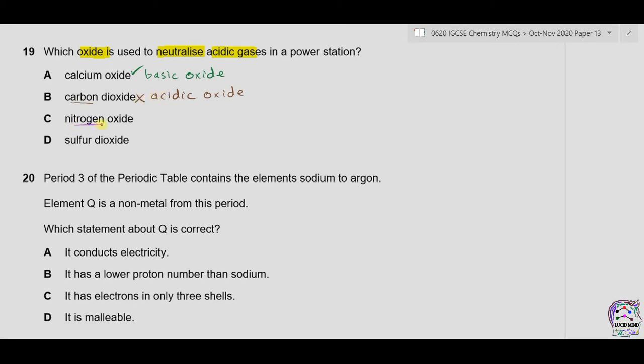Similarly, C is nitrogen oxide, and nitrogen is also a nonmetal, so its oxide is acidic. Again, it cannot neutralize acidic gases. D is sulfur dioxide. Sulfur is also a nonmetal, so nonmetal oxides are acidic in nature. So again, it cannot neutralize acidic gases. The only basic oxide is A, calcium oxide.